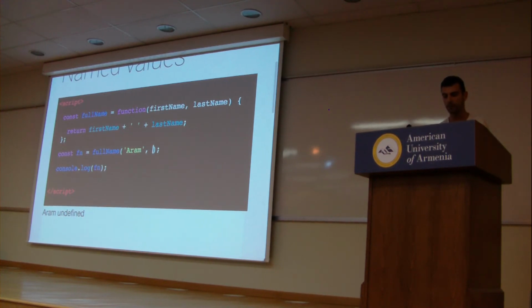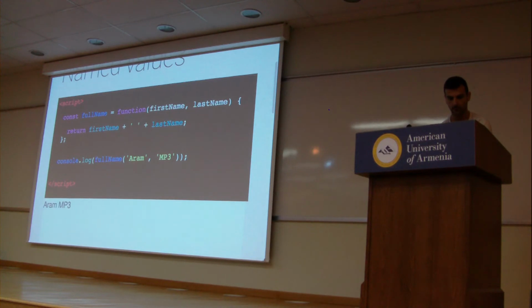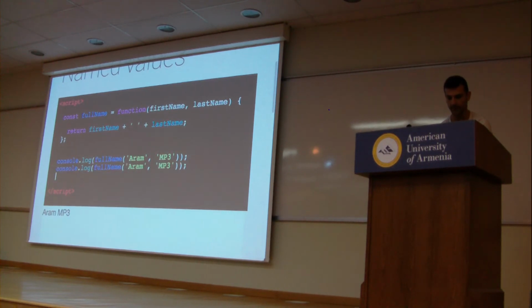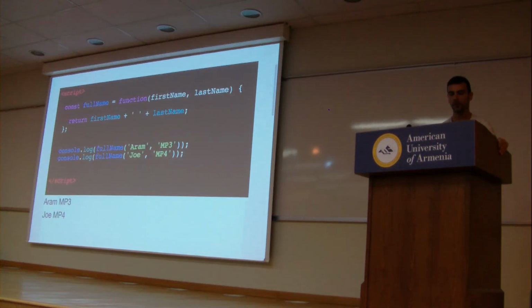So let's pass an MP3. And now we get, so Adam goes into firstName, MP3 goes into lastName, and we get Adam MP3. Let me call this function again now. Instead of assigning it to a variable, into a constant, let me just call it immediately. And let me call it again with something else. Let me call it Joe MP4. Nice. There you go. You see how I can now reuse the same function and simply change its behavior by passing in different values.